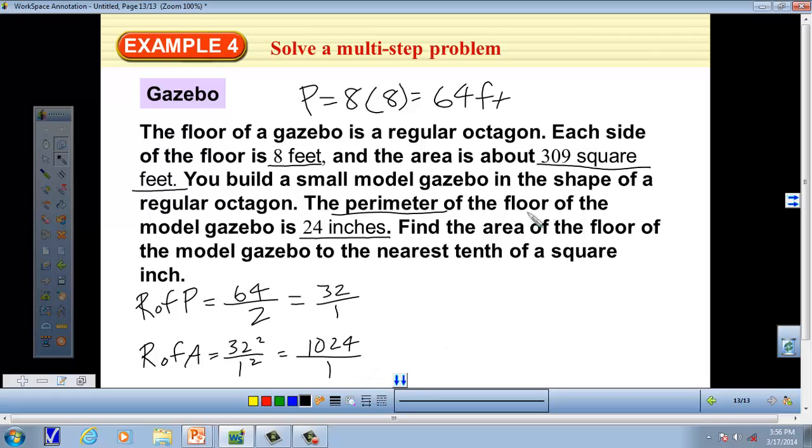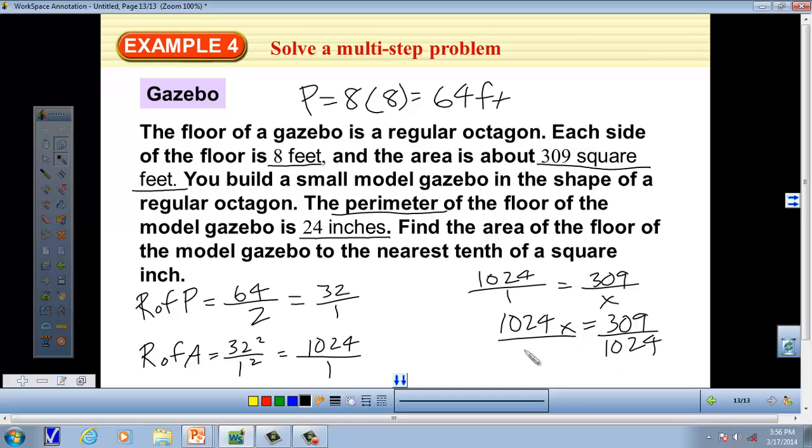Now that we know the ratio of the areas, we can use that with this area for the bigger one. So we've got 1024 to 1 is equal to 309, and we'll call the area of the smaller one, the model gazebo, we'll call that x. Cross multiplying, we get 1024x is equal to 309. Dividing both sides by 1024, those cancel, and we get that the area of the model gazebo is 309 over 1024 square feet.